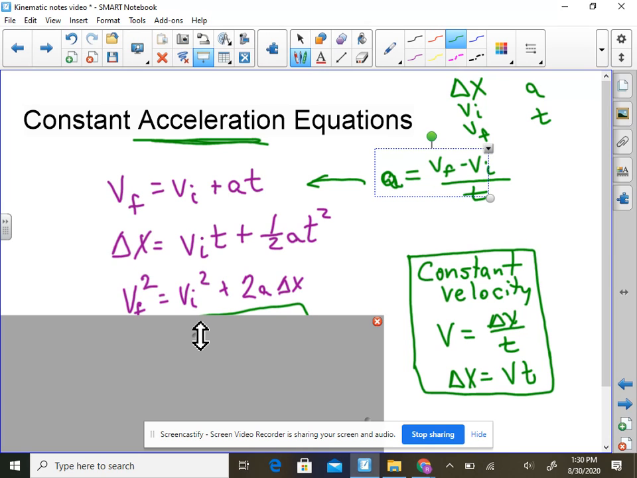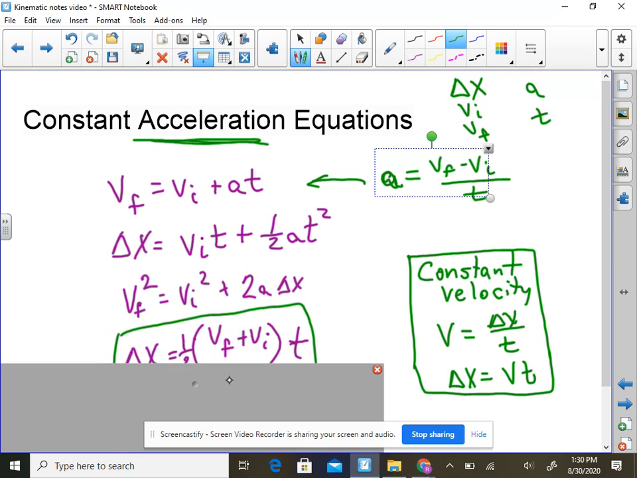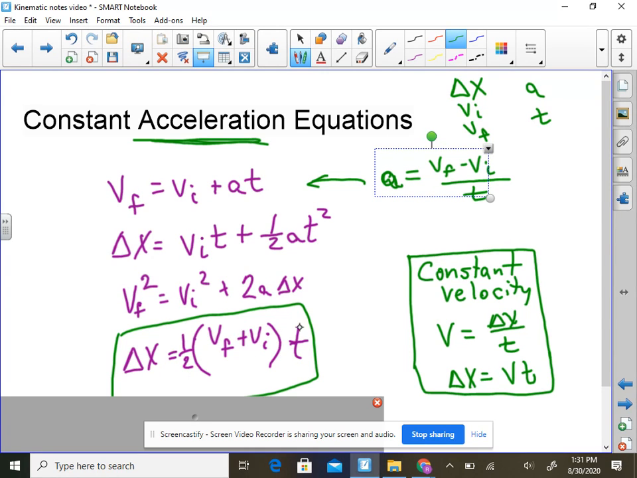The last one is if you find the average velocity: if you take the 2 velocities, the final and the initial, and add them and divide by 2, you get the average velocity. Times the time, that gives the displacement. In this case, this is similar to the constant velocity equation, except in that equation the velocity is not changing. Here it is. So if you take the average, you could use essentially the same equation. So how does this work?